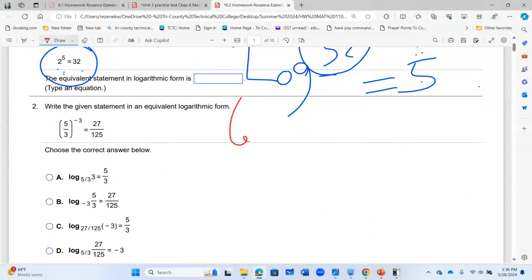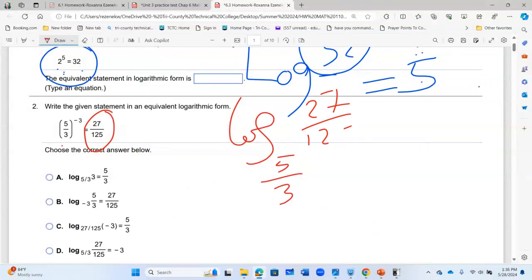So what is the base? The base of the exponential function is 5 over 3. What is the argument? 27 over 125, is equal to -3. Okay, so that is the logarithmic form, and that is D. Okay, so let's speed up a little bit.